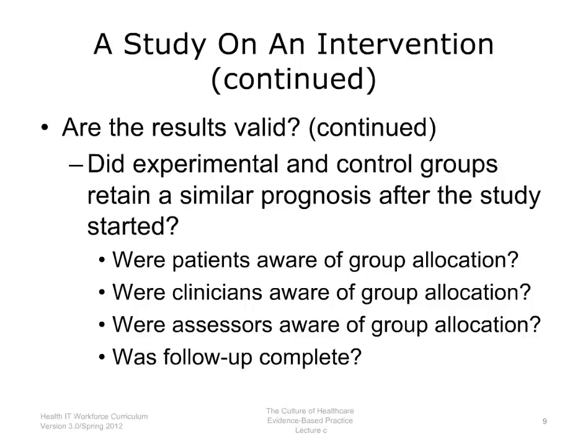Now, in some studies, the patients know what group they are allocated to. For example, in a study about surgery, where the clinicians obviously know as well. But you want to make sure that the randomization process works and that the assessors, to the best extent possible, are not aware of the group allocation. We also need to know that the follow-up was complete, that a large proportion of patients were not lost to follow-up.